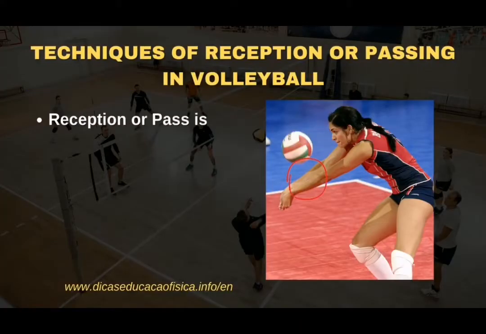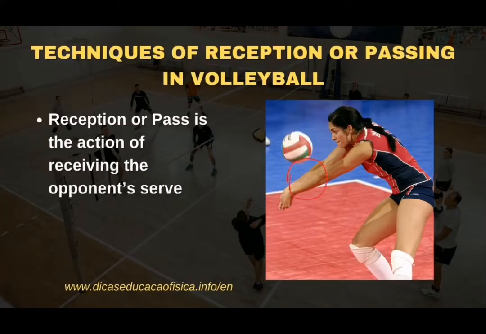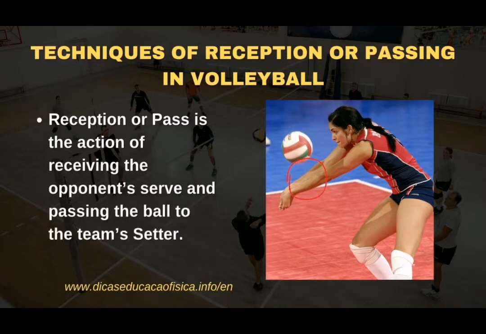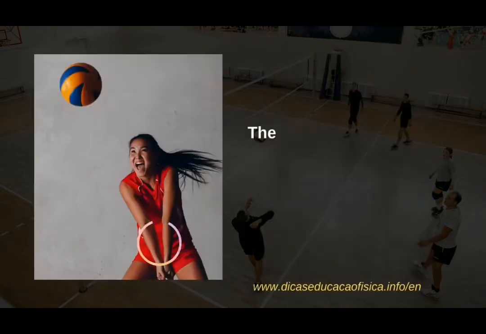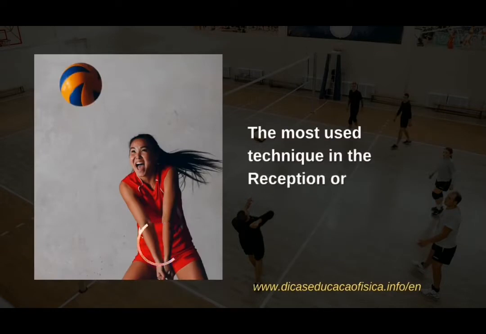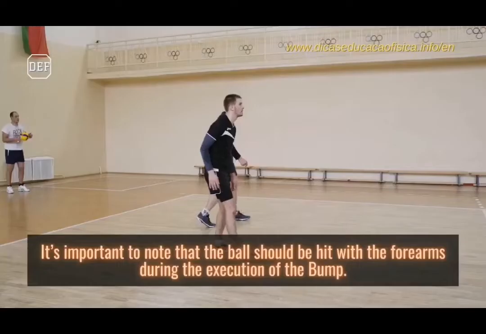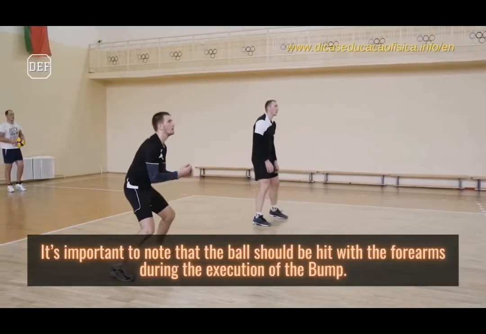Techniques of reception or passing in volleyball. Reception or pass is the action of receiving the opponent's serve and passing the ball to the team setter. The most used technique in the reception or pass is the bump. It's important to note that the ball should be hit with the forearms during the execution of the bump.